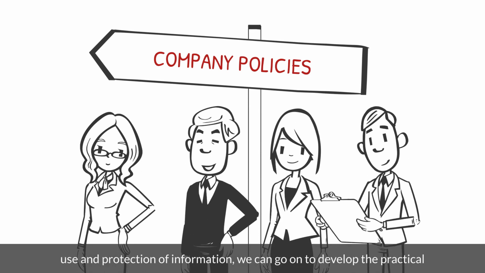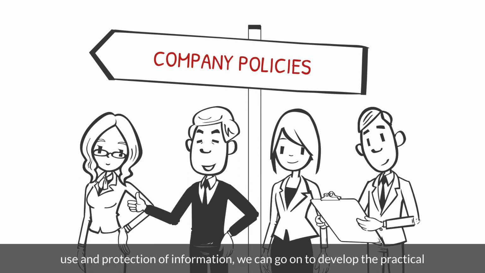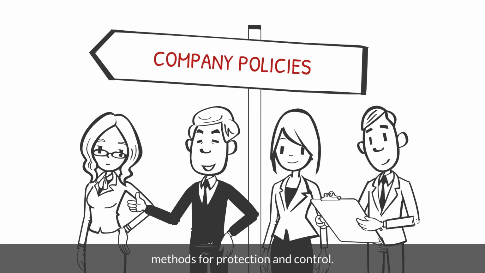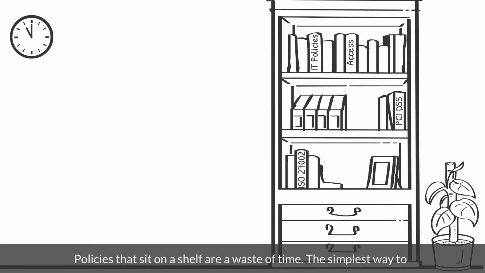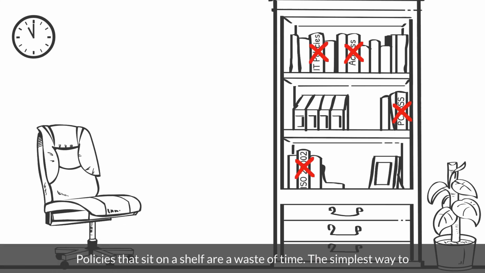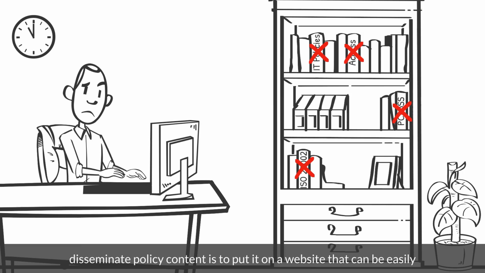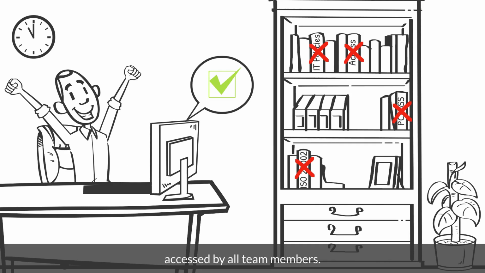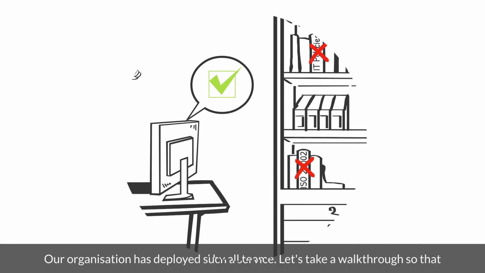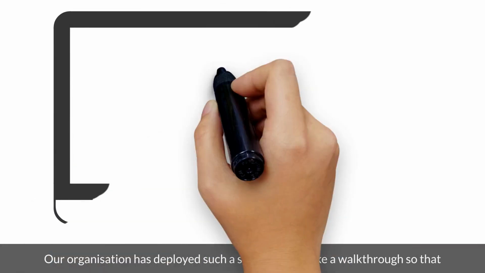Once we have the rules for use and protection of information, we can go on to develop the practical methods for protection and control. Policies that sit on a shelf are a waste of time. The simplest way to disseminate policy content is to put it on a website that can be easily accessed by all team members. Our organization has deployed such a service.